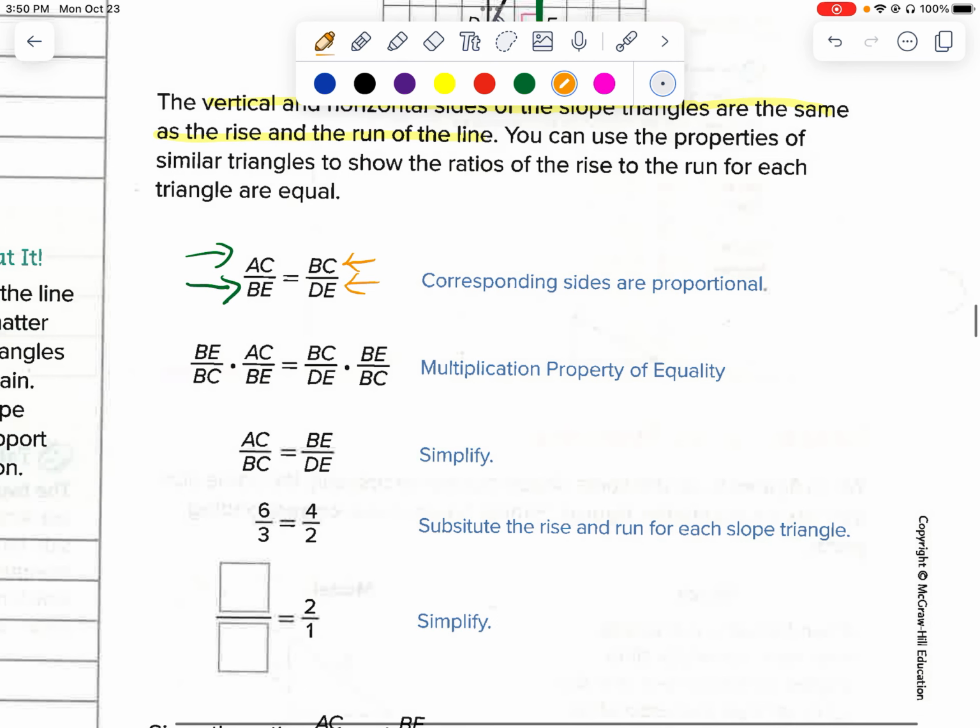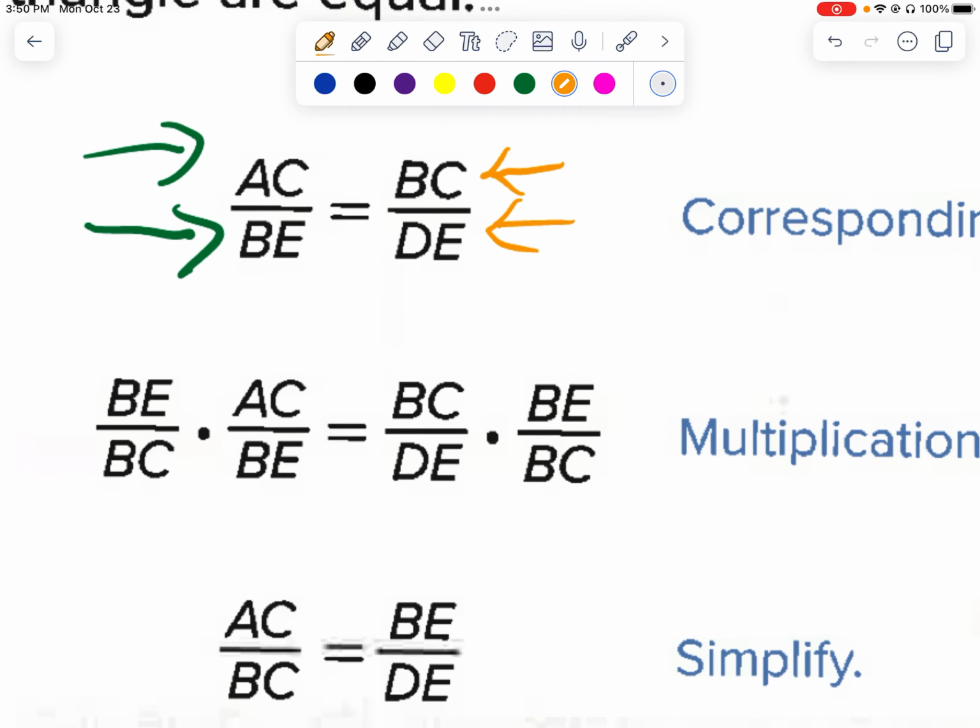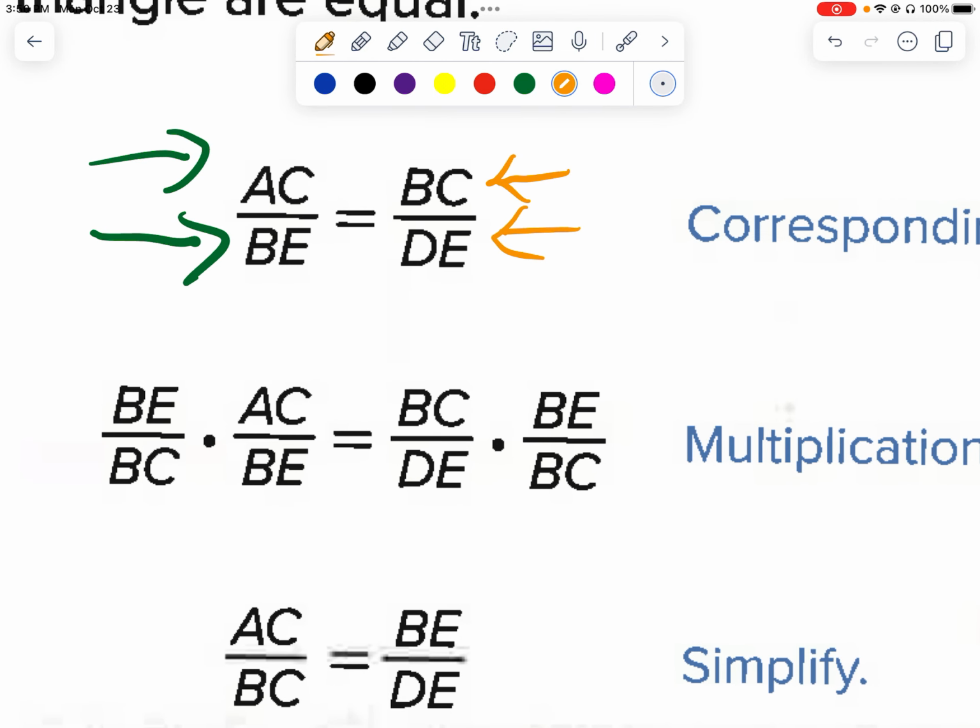I don't necessarily want to do this. Okay, I'll explain what they're doing. Because we want to have rise over run, they're taking the BE. Oops, that is a marker, not a highlighter. Sorry about that. They're taking the BE and the BC, and they're multiplying both sides by that.